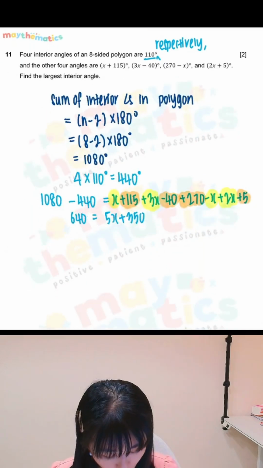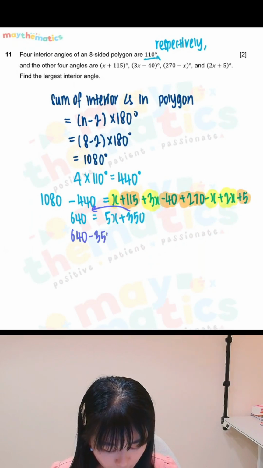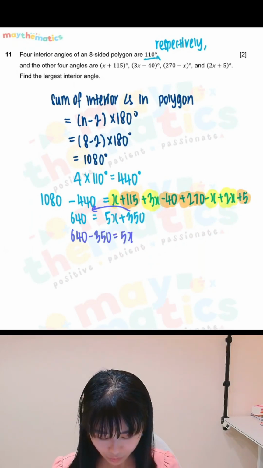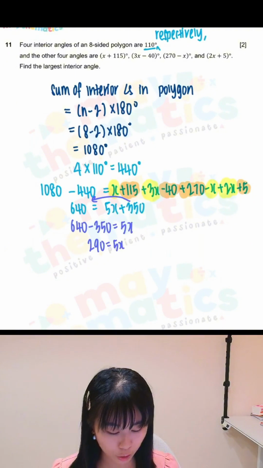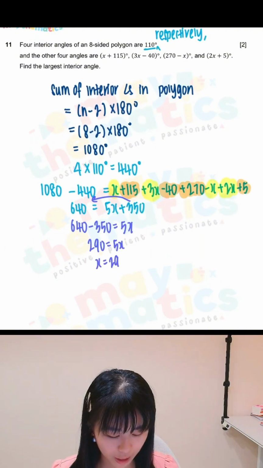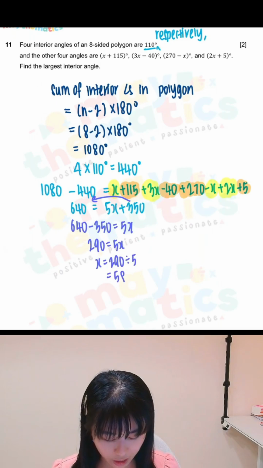Now I'm going to bring over the 350. 640 minus 350 equals 5x. 640 minus 350, I'll get 290. So my 290 equals 5x, so my x is 290 divided by 5, which gives 58. So x is 58.